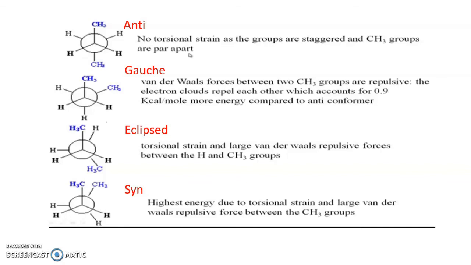And it has been found that at room temperature, approximately 70% of the molecules of butane exist in the anti conformation and 28% of the molecules exist in the gauche conformation. There will be eclipsed conformation and syn conformation, but the rate of conversion of eclipsed to gauche or syn to gauche is fast, so the molecule will not be found much in that conformation. Alright, so this is the conformational analysis of butane.